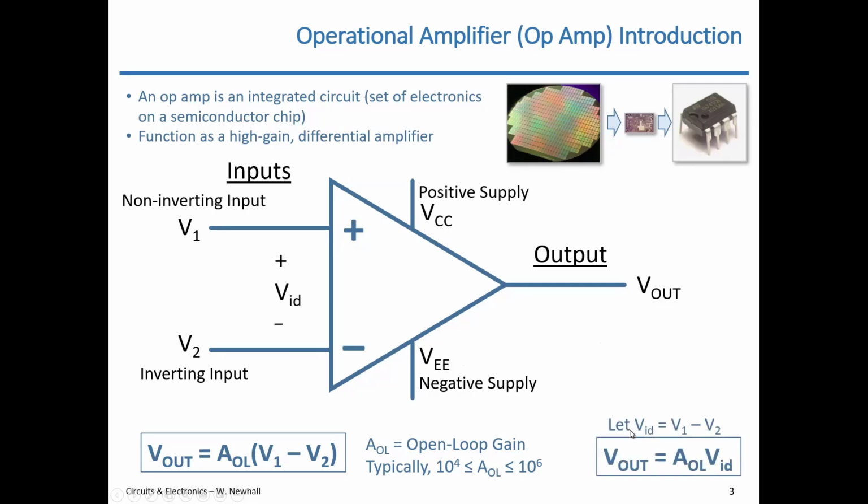If I call this voltage VID, the voltage between the non-inverting input and the inverting input, VID comes from input differential voltage. If I define this as VID, then V out is AOL times VID, because VID is just V1 minus V2. So that's what an op amp is. It's what an op amp does.